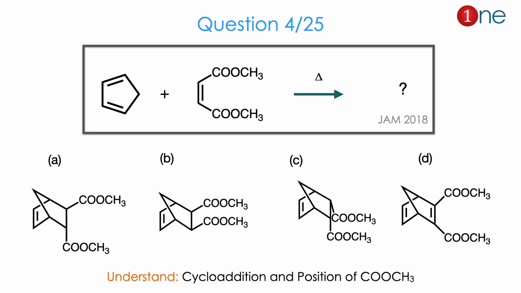Then let us look at the next question. You have a cyclic diene and a dienophile with an ester. You are heating it up. They ask you to find the stereochemistry of the product, whether the substituents are cis to each other or trans to each other, cis endo or cis exo. So from the reactant to product, you might realize the cycloaddition and position of COOCH3 is important here. The answer is C. Let us see how.